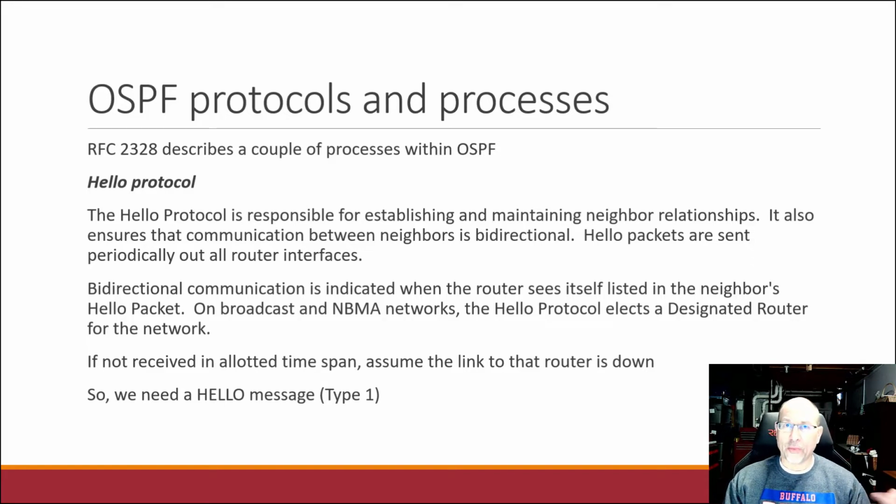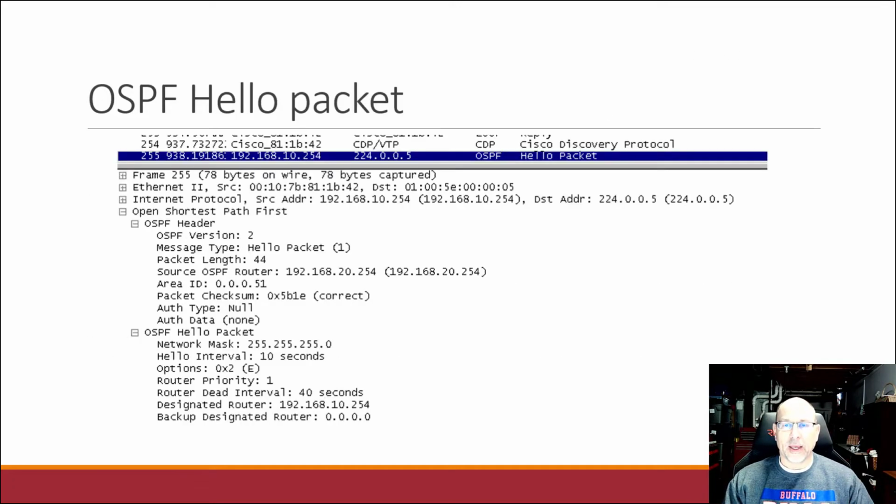So for this hello protocol, we need a hello message, and the hello messages are type 1. And this is what a hello message looks like. We can see at the beginning here, all of this first part is that general header that all OSPF messages share. And then this is the stuff that's specific to this particular router.